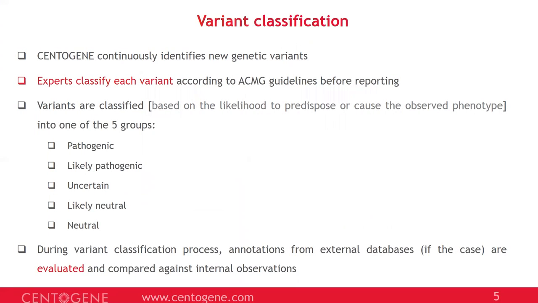CENTOGENE continuously identifies new genetic variants, and we have implemented the ACMG guidelines in our variant classification workflow. Variants detected in Mendelian disorders are classified based on the likelihood to predispose or to cause the observed phenotype into one of the following 5 groups: pathogenic, likely pathogenic, uncertain, likely neutral, or neutral. During this process, we evaluate all available information we can gather from external sources and compare it against internal observations.